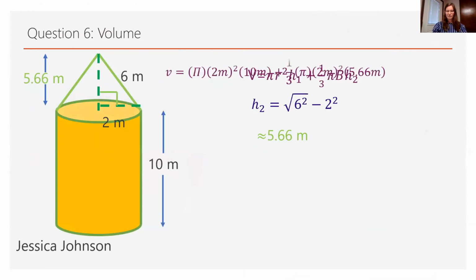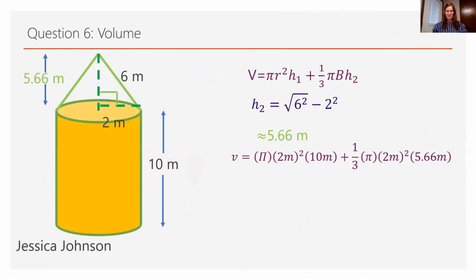Now we're going to fill in the formula, calculate, and we'll figure out the volume. Volume equals pi times 2 meters squared times 10 meters plus 1/3 times pi times 2 meters squared times 5.66 meters. And our volume equals 149 meters cubed.